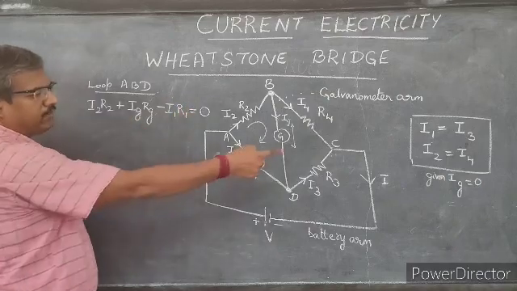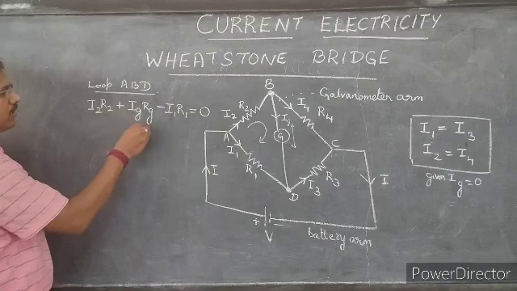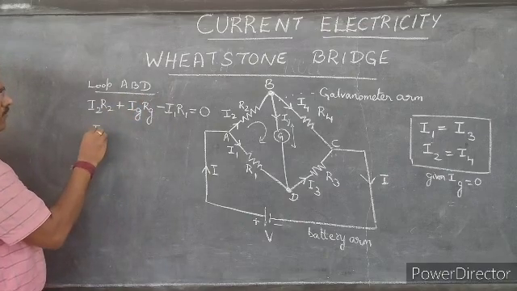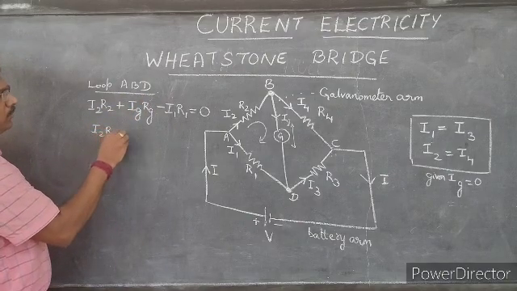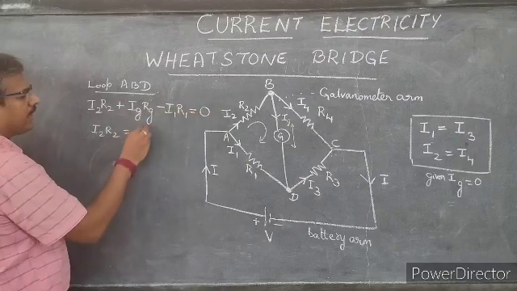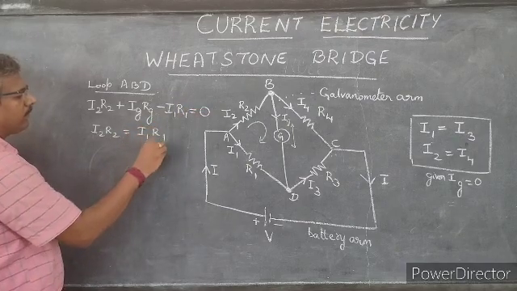Similarly, Ig we have already assumed to be 0, so this term becomes 0. So I am left with I2 R2 to be equal to, I take this to the right side, I1 R1.